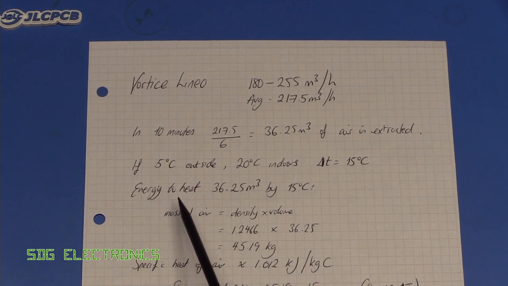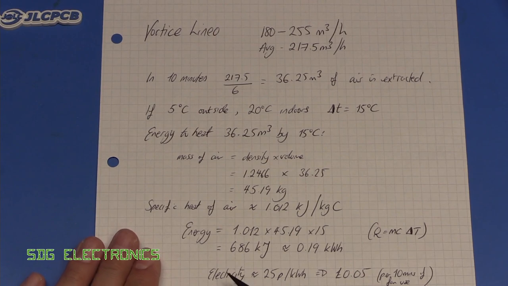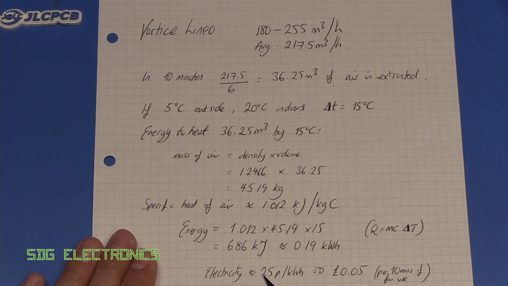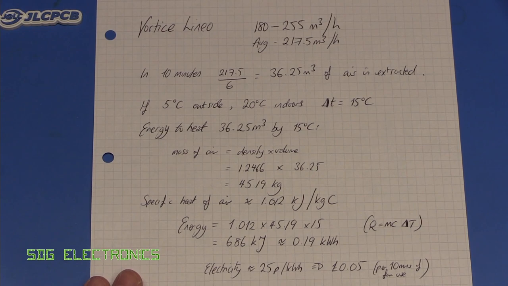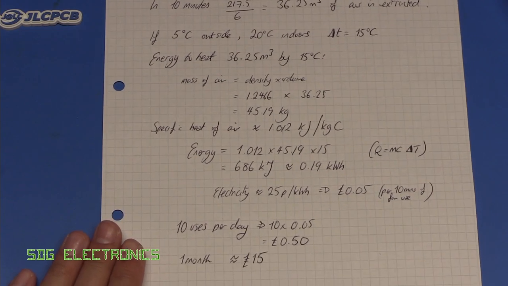So we can work out the amount of energy required to heat that volume of air by 15 degrees C, and therefore the amount of energy to do that is going to be 686 kilojoules, or about 0.19 kilowatt hours. And worst case, people are heating their house with electricity, which at the moment is somewhere around 25 pence a kilowatt hour. So every time someone uses the bathroom, it's costing about 5 pence just to replenish the heat that has been lost. And then let's say someone uses it 10 times a day, then that's 50 pence every day. And for 1 month, that's £15. So that's actually quite a lot of energy that is wasted just by blowing air outside.